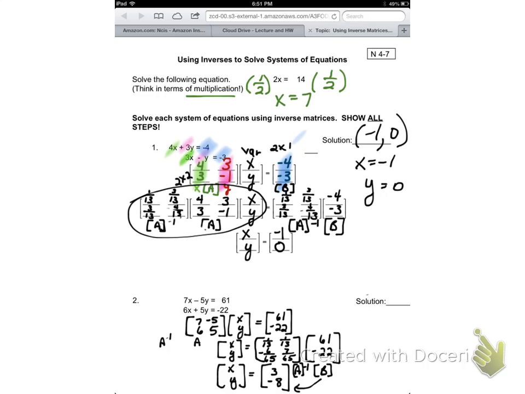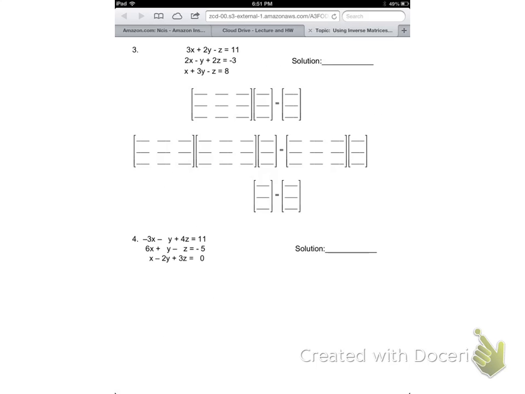So you have to enter the inverse first and then times B, or you'll have a dimensional error. Alright, so then you're going to list your solution as a point, or you can say x equals 3 and y equals -8. Either one, either way. Alright, we're going to go to the next page.